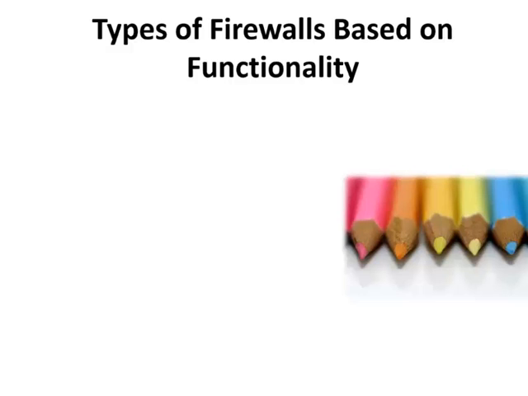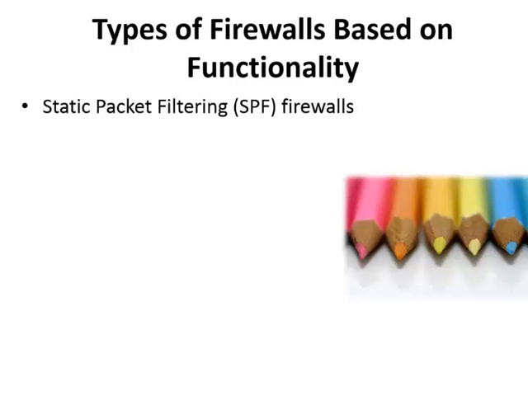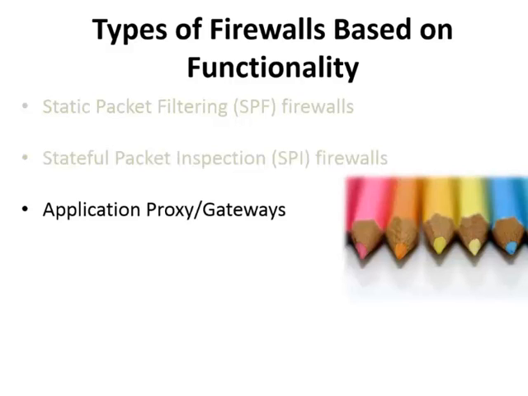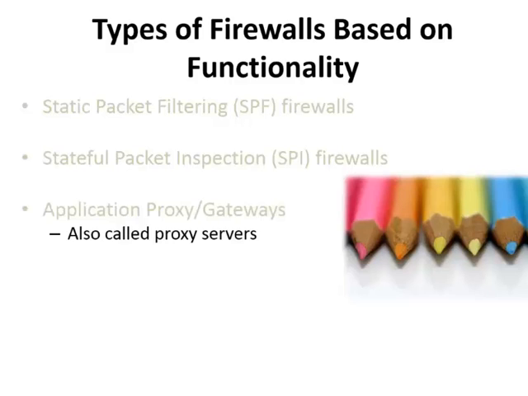We can also talk about different types of firewalls based on what they do. For example, the first type is called static packet filtering firewalls. We'll talk about this more later on in the next slide. Another type is called stateful packet inspection firewalls. And then the third one is application proxy or gateways, which are also sometimes called proxy servers.